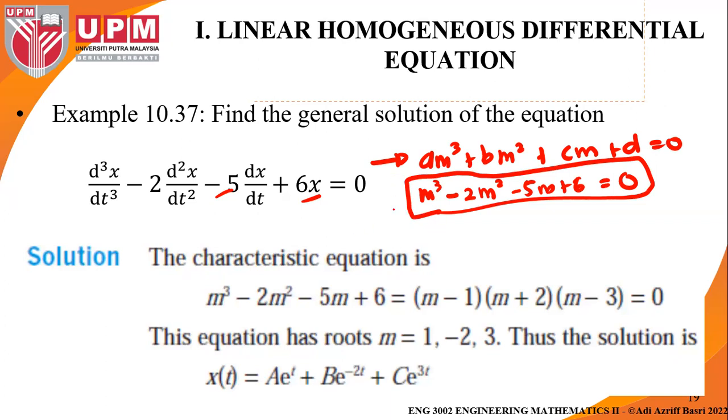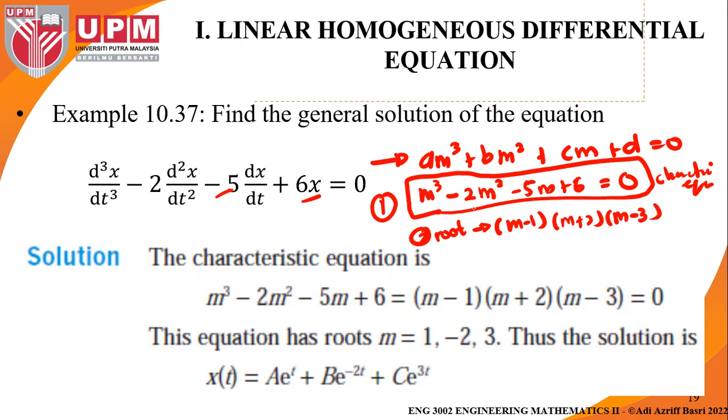From here, the first step is the characteristic equation. The second step, you need to find the root. Here, you can simplify it to be factorized as (m minus 1)(m plus 2)(m minus 3) equal to 0. So automatically, your roots, you will get m equal to 1, m equal to negative 2, and m equal to 3. So you have three values of m.